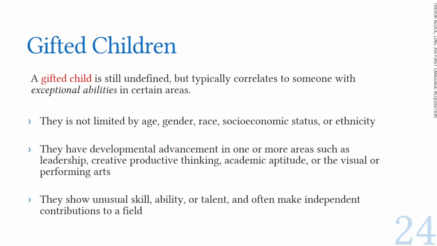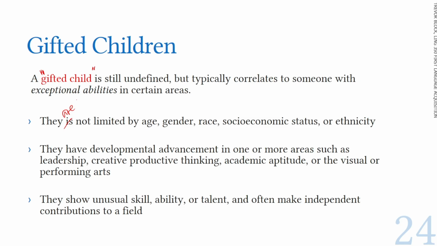Okay. So the last thing is gifted children. So gifted children are undefined, and I believe they always will be because I don't believe there's such a thing as a gifted child. I believe it's probably just something else in disguise or incredible interest in something, but it's someone with exceptional abilities in certain areas. So they are not limited by age, gender, race, socioeconomic status, ethnicity. Like it can be totally random. Gifted children just exist. There's nothing that creates a gifted child. They just exist.